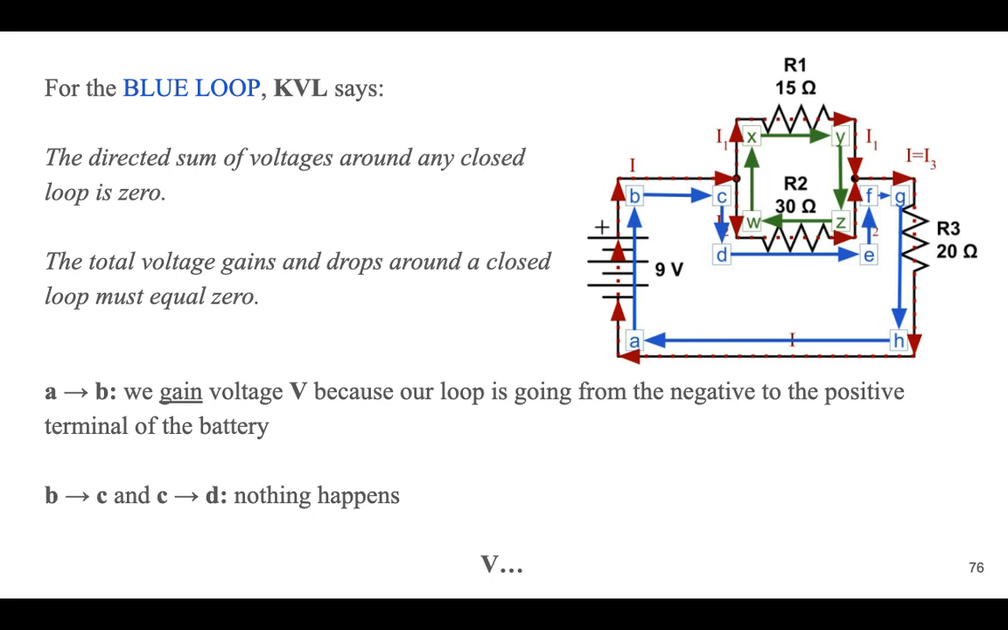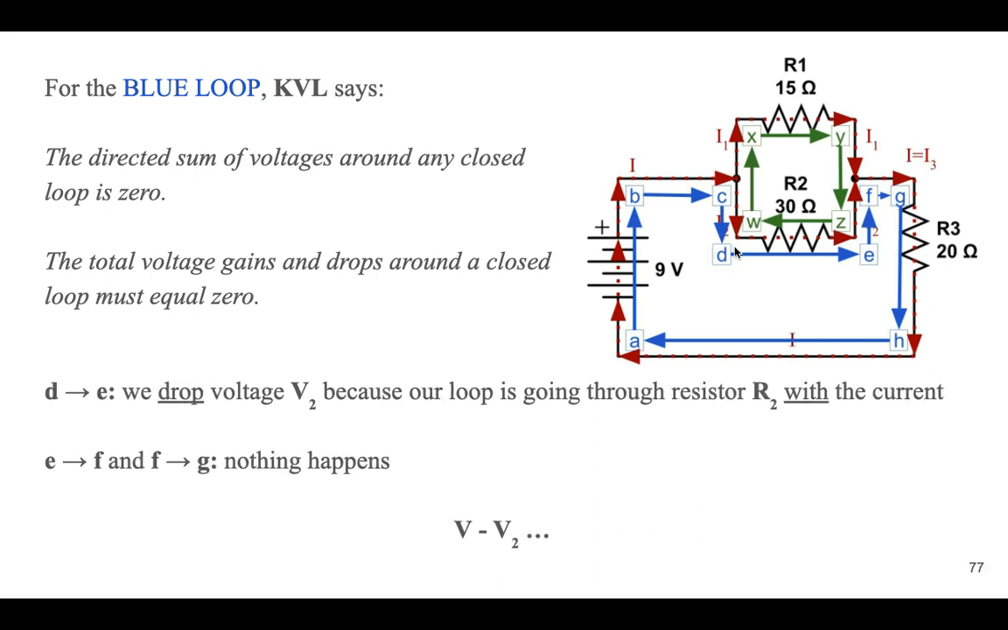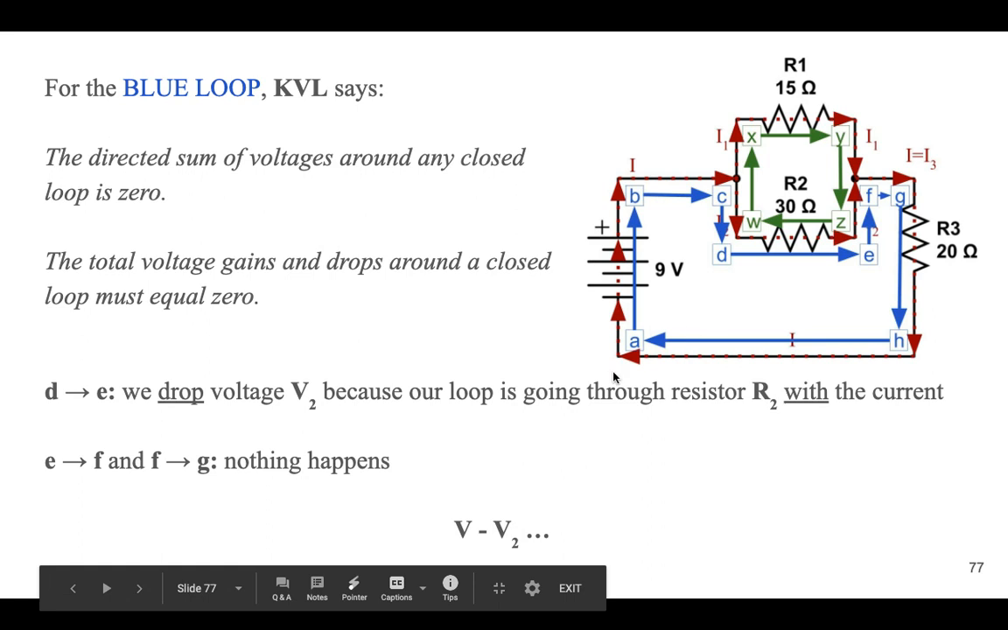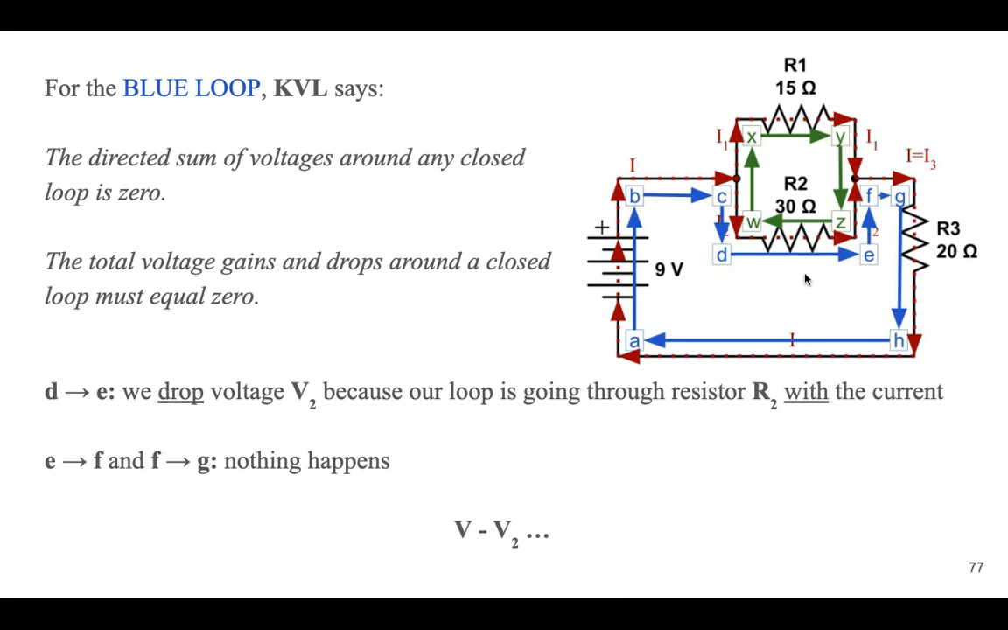Doesn't really matter how you go, but I think it's a good idea to pick one way and always do it that way. So starting here, going from A to B, this is going to be a gain because we go through a battery from the negative terminal to the positive. Then going from B to C, that's just wire, so nothing happens. From C to D, that's just wire, nothing happens. Then we go from D to E. Going from D to E, we're going with the current through a resistor, so that's going to be a drop. At that point, we would call this minus V2, being the voltage across resistor 2.